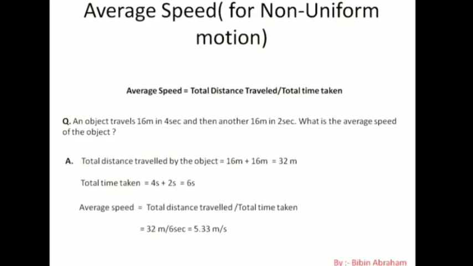Now you have to be very careful here, you have to be careful of the units we are using. Here we are using meter and second, that's why the answer is in meter per second. If we are using kilometers, the answer should be in kilometer per hour, right? So you should be knowing the conversion formulas. I hope this is clear. So therefore the average speed of the object is 5.33 meter per second. I hope this is clear, right?